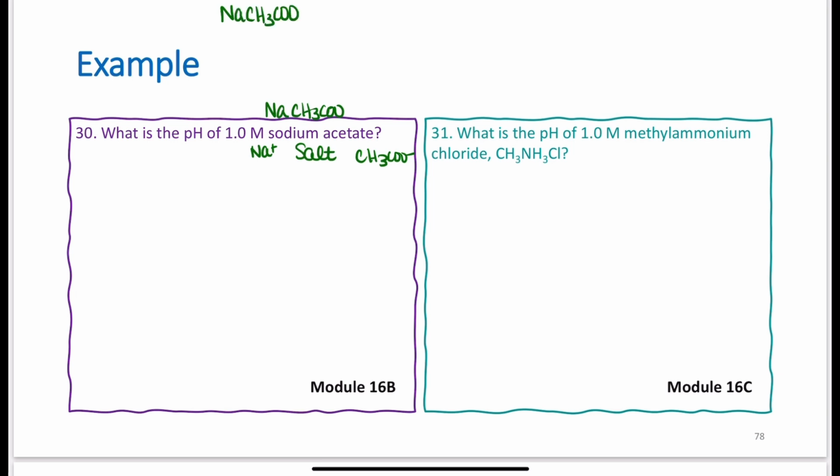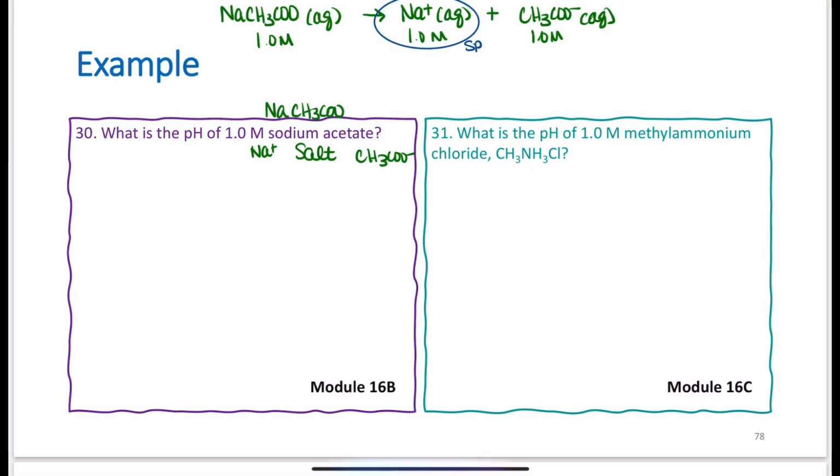If I have NaCH3COO, that splits apart entirely into sodium ions and acetate ions. So if I have a 1 molar solution here, I have 1 molar sodium ions and I have 1 molar acetate ions. But this is my spectator. How do I know that? It's the conjugate acid of a strong base. It's a group 1 metal cation. It's not doing anything. But I know that this came from acetic acid.